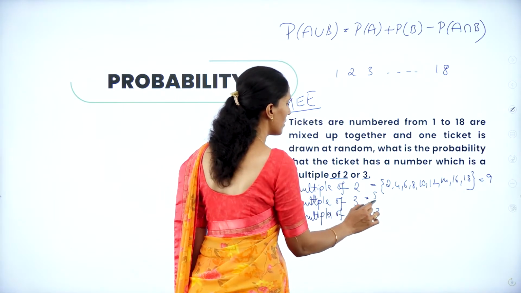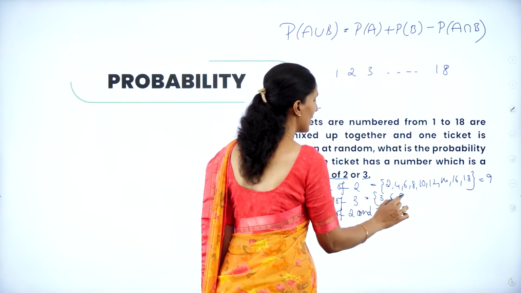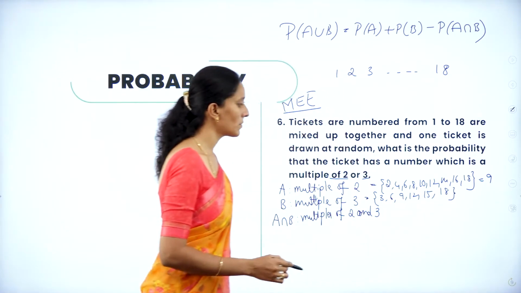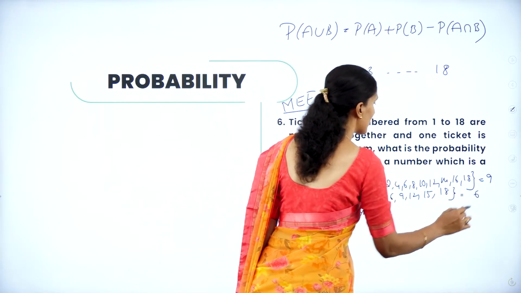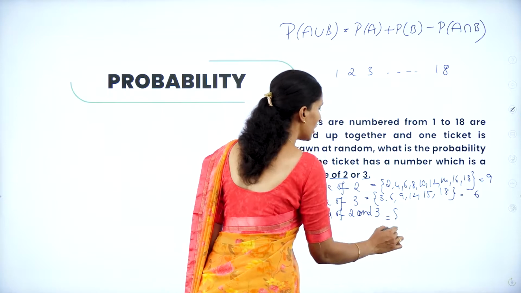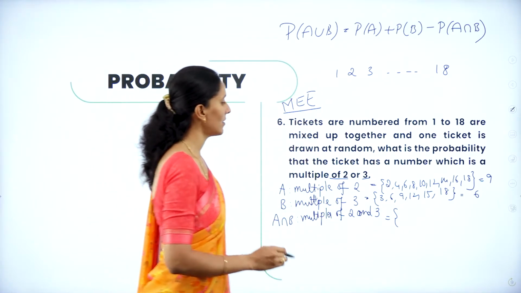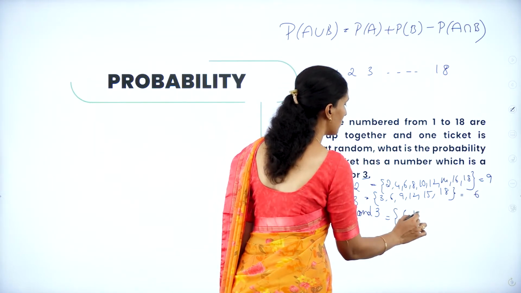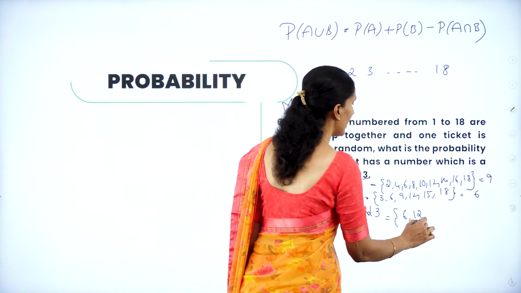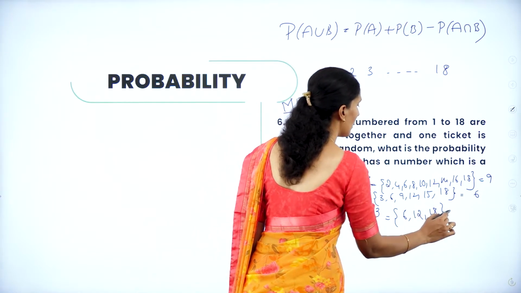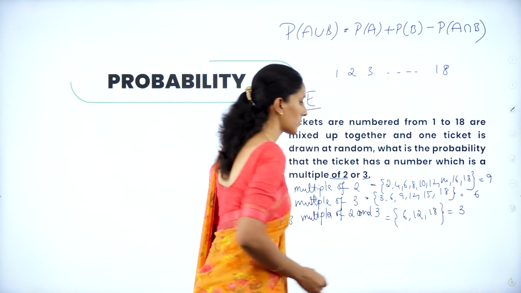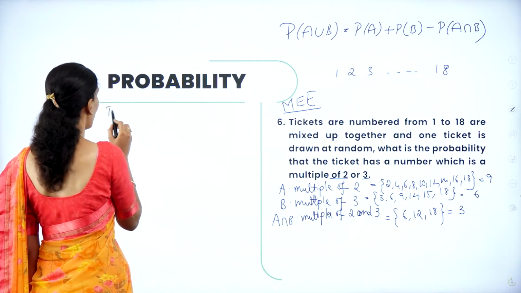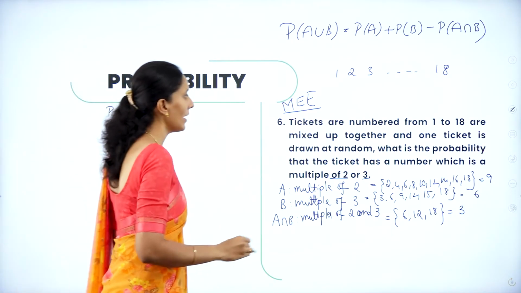And here, what about 3? So multiples of 3: 3, 6, 9, 12, 15, 18. How many outcomes do you have here? That is 6. What are the multiples of both 2 and 3? It should be divisible by both 2 as well as 3. So that is 6, 12 and 18. So that is 3. Now if I write their probability values, for P of A, how much n do we have?